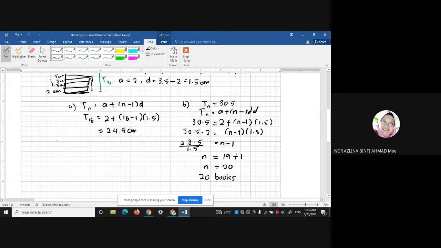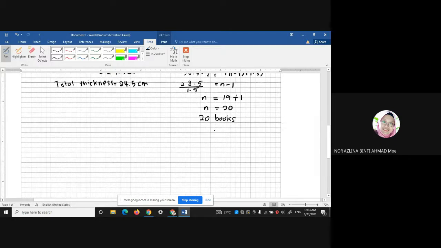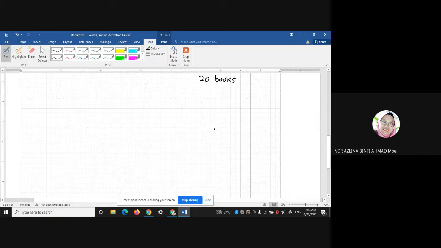Here is the total thickness. Total thickness equal to 24.5 cm. Okay, so that is example 5. I hope you can understand. Next, for example 6.